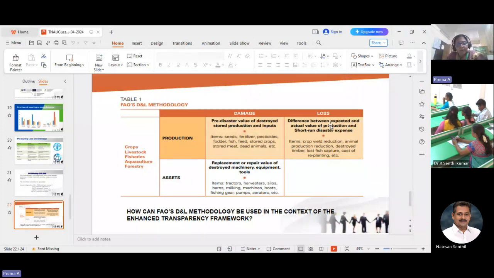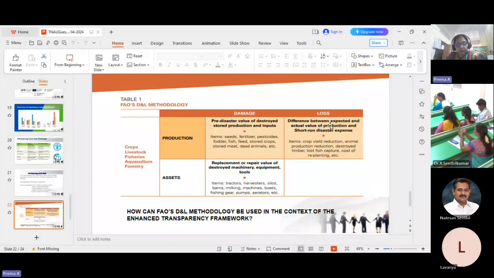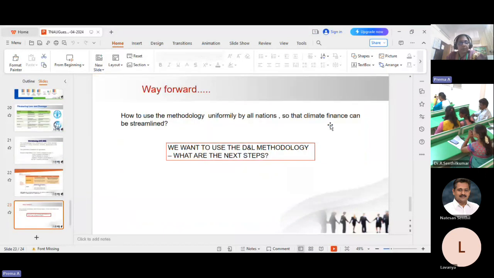So how can FAO's damage and loss methodology be used in the context of the enhanced transparency framework? So this is the FAO 2012 framework, and at COP27, the latest, their discussion was how it can be used for the enhanced transparency framework, which is used by the IPCC for assessment of the damage and loss.